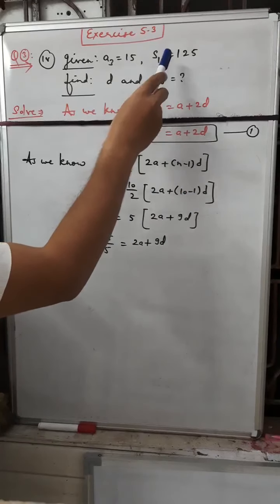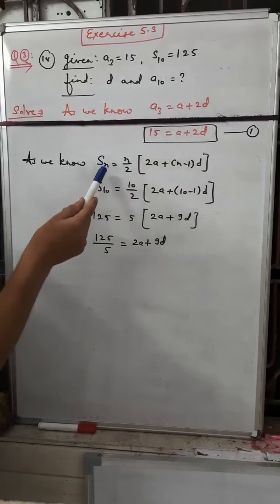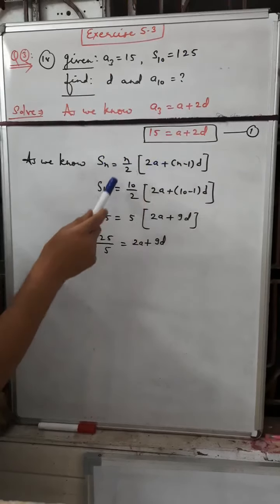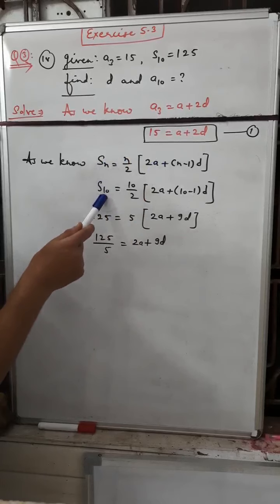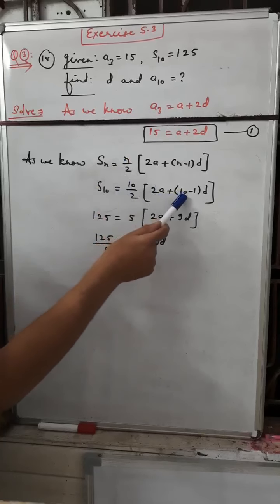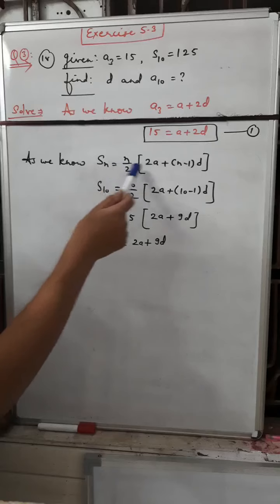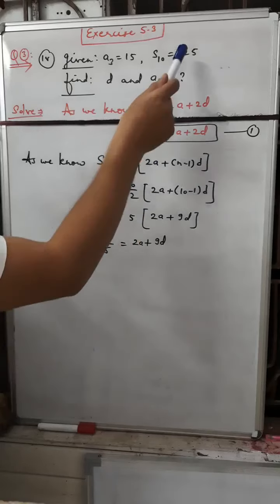Now S10 is equal to 125. As we know, Sn is equal to n by 2 [2a plus (n minus 1) into d]. Since we need to find the sum of 10 terms, in place of n we put 10, everywhere we get n. So we get S10 is equal to 10 by 2 [2a plus (10 minus 1) into d].